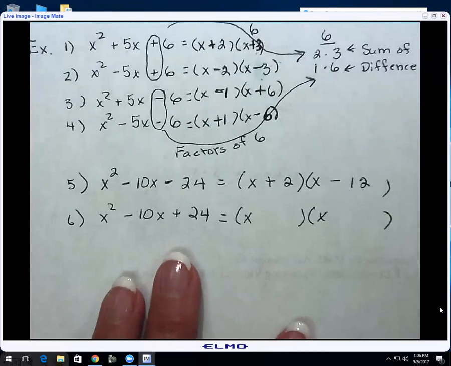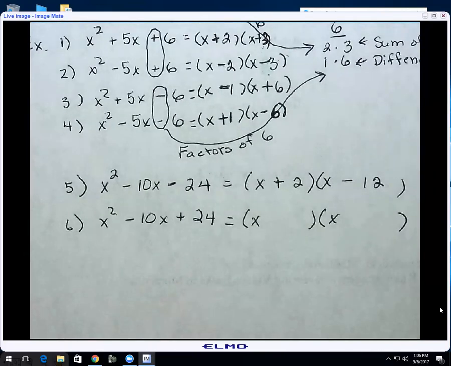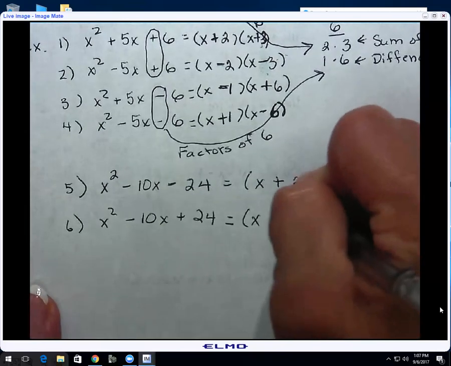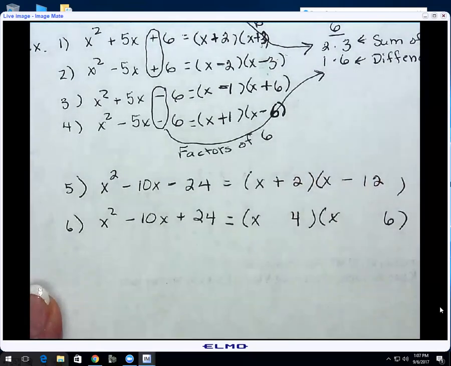On number 6, help me finish the sentence. I need factors of 24 that have a difference, sum. Number 6, the last sign's positive. So I'm saying I need factors of 24 that have a sum of 10. Then I pick the 4 and 6 because those have the sum of 10.